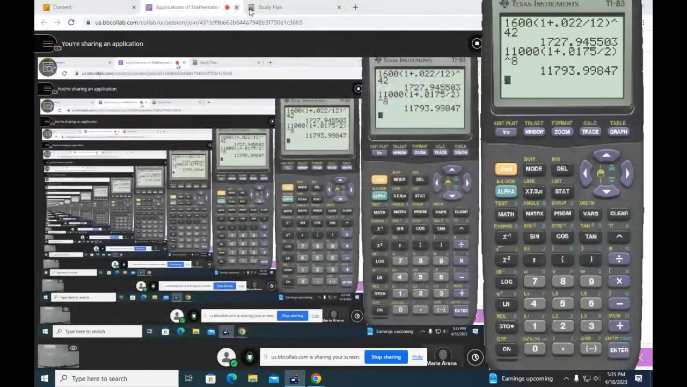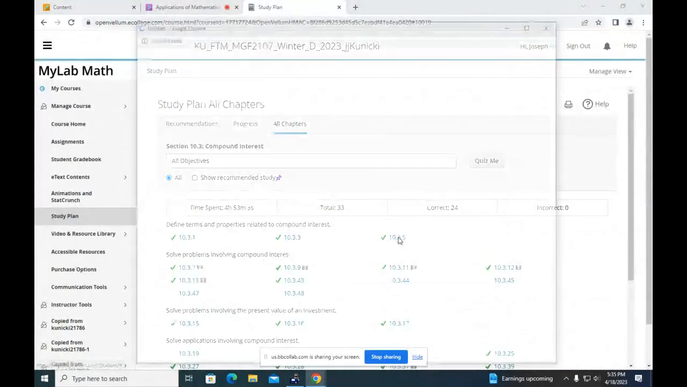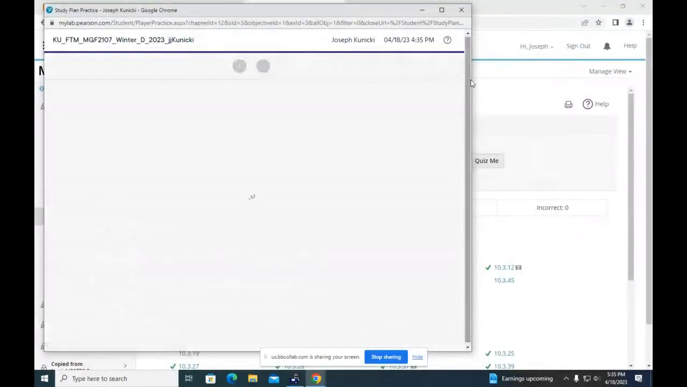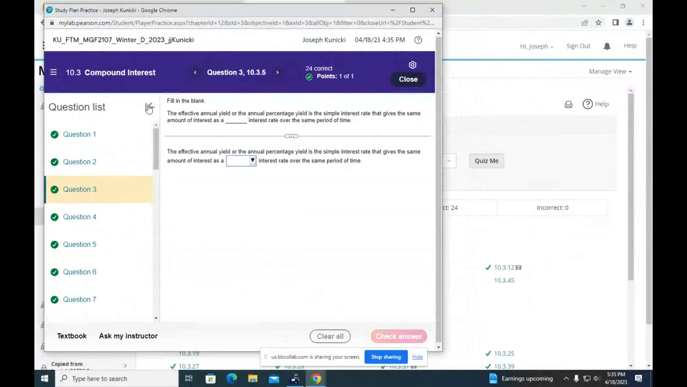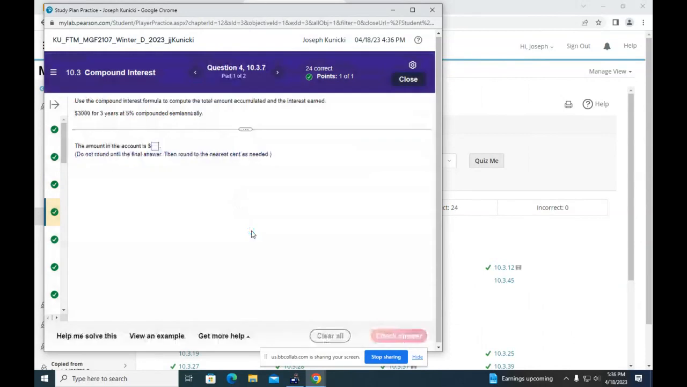So let me tell you that APY, I think I mentioned it yesterday. APY is the percentage that we would get if we just compounded once but had the same interest. So it's the effective annual yield, which is also called annual percentage yield, APY, that's where it comes from. It's also called effective annual yield. It's the simple interest rate that gives the same amount of interest as a compound interest rate over the same period of time. And it's real easy to calculate.